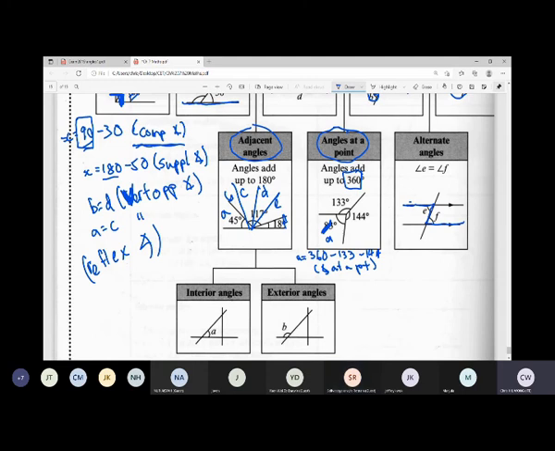And they are not vertically opposite. But one is on one side, the other one is on the other side. You must have a Zorro, you must have a Z. The moment you see a Z on the parallel lines, you are bound to see somewhere the alternate angle is there. Okay? Right?